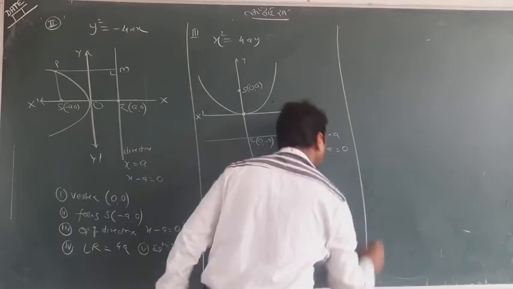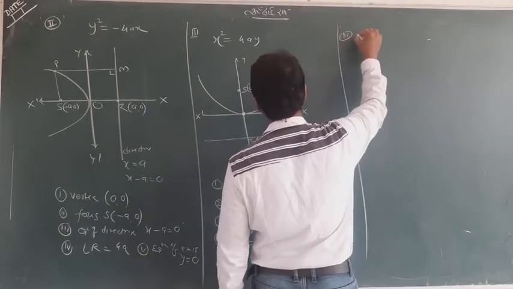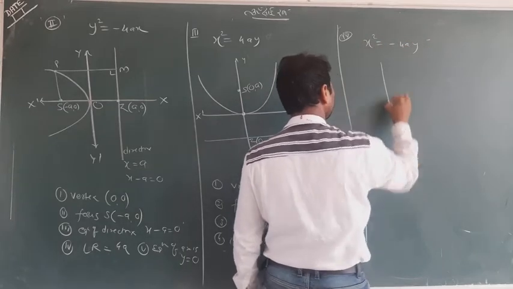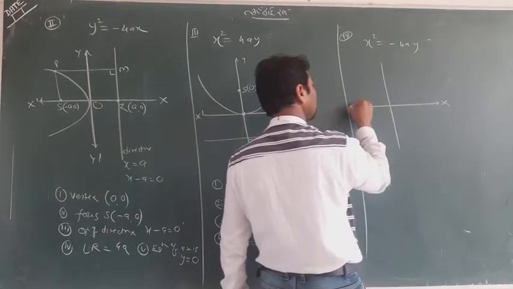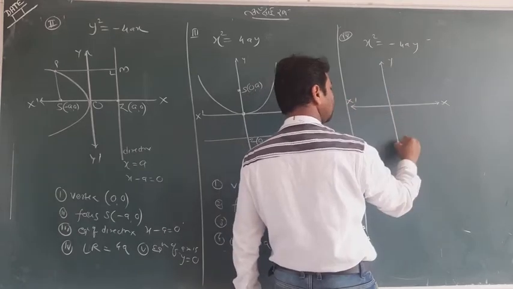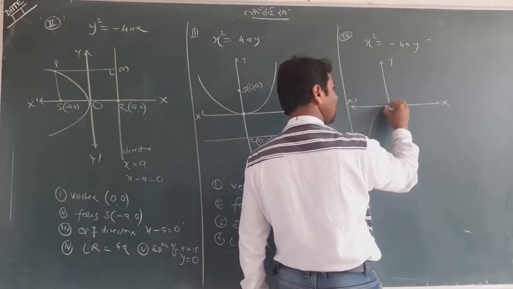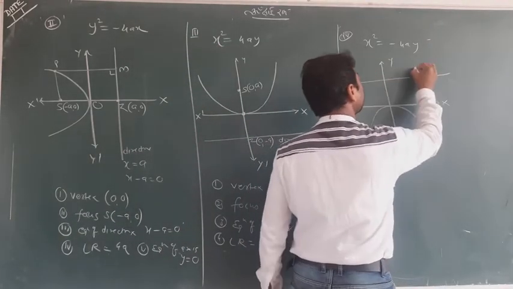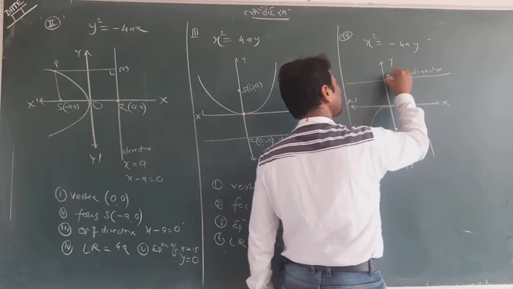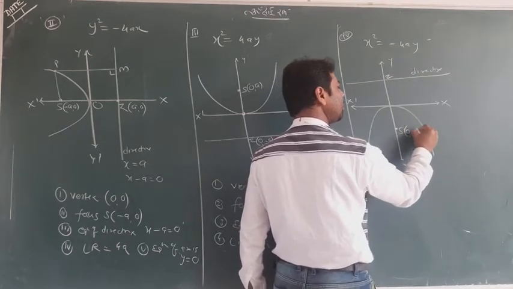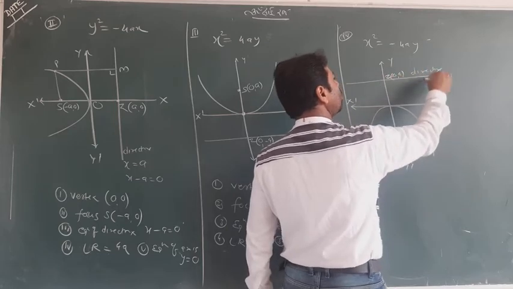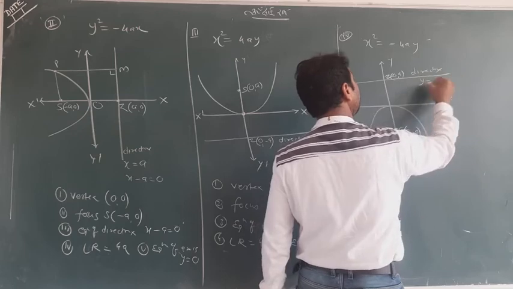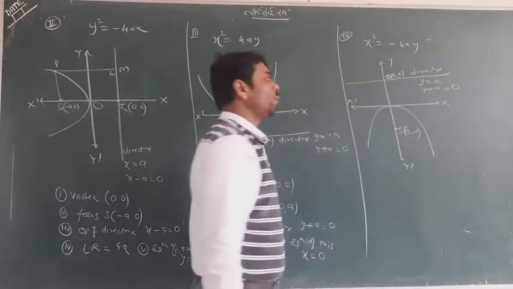And last but not least, guys, the fourth one is x squared equal to minus 4ay. It is like this. This is the way of making it. This is the Directrix, and this is the focus 0, minus a, and this is 0, a. So what is the Directrix equation? It's parallel to the x-axis, y equal to a, so y minus a equal to 0. It is the equation of the Directrix.